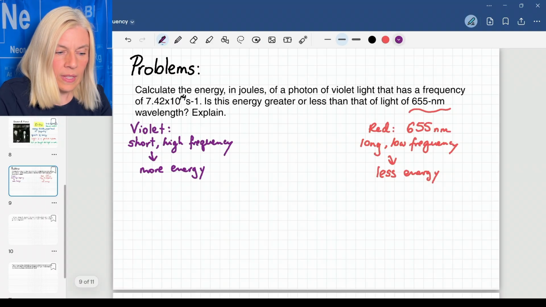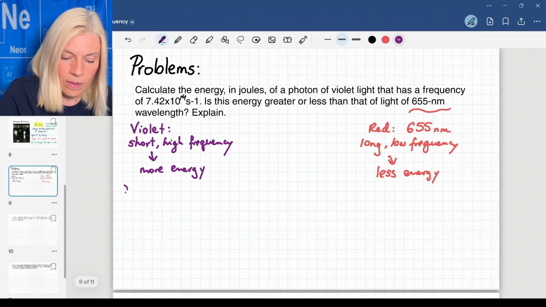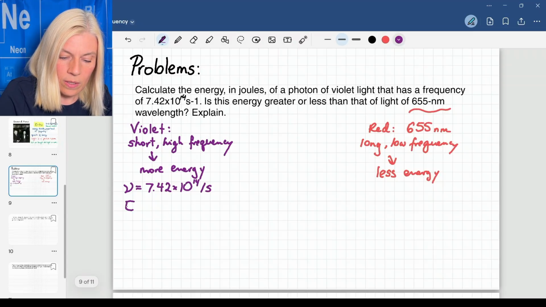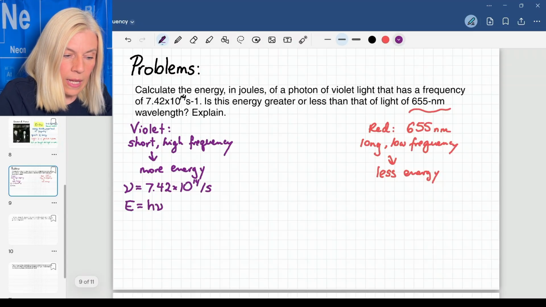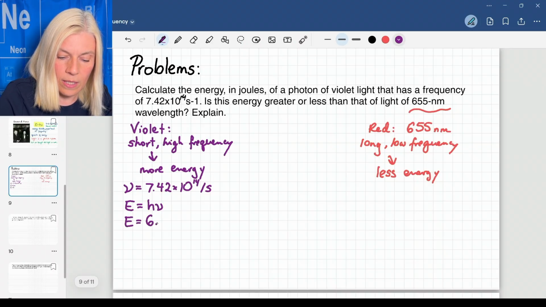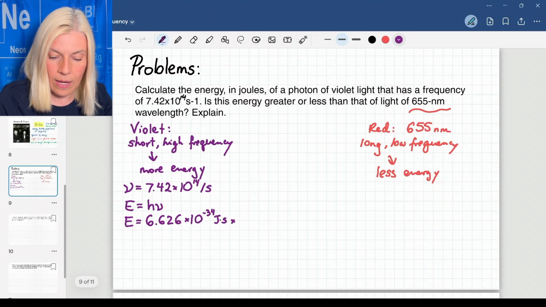All right. So our violet light has this frequency. Nu is 7.42 times 10 to the 14th per second. Yes. And we know the equation. E equals h nu. And we're going to plug in the numbers. So our energy equals Planck's constant, 6.626 times 10 to the negative 34 joule times seconds. Yes, times 7.42 times 10 to the 14th per second.